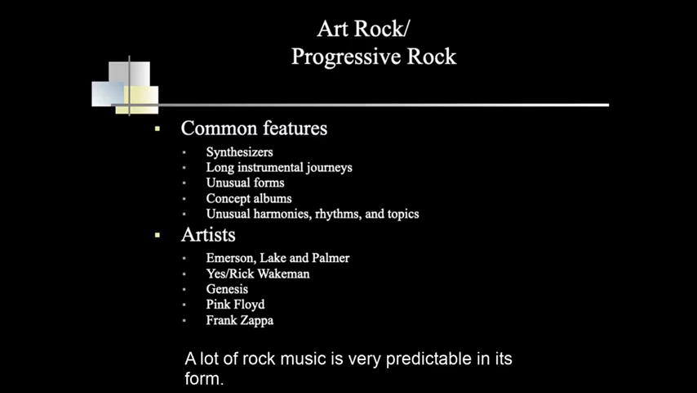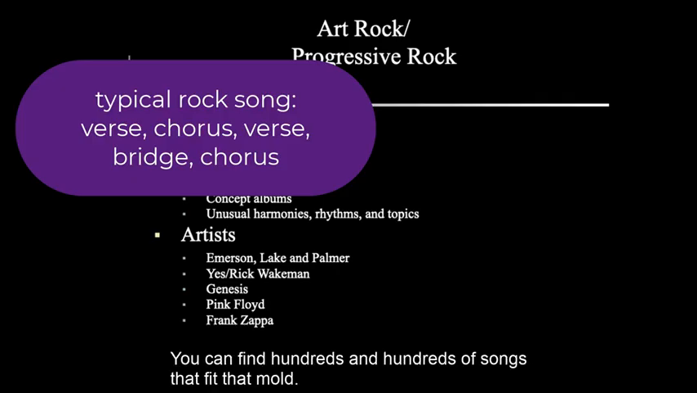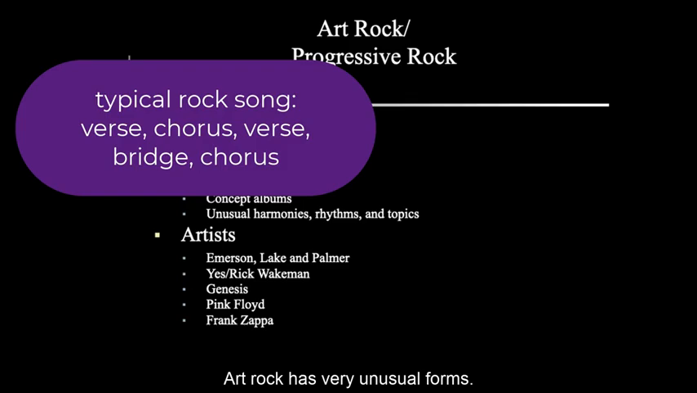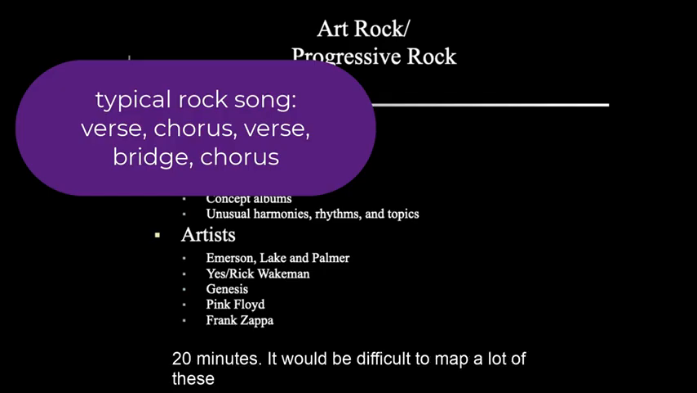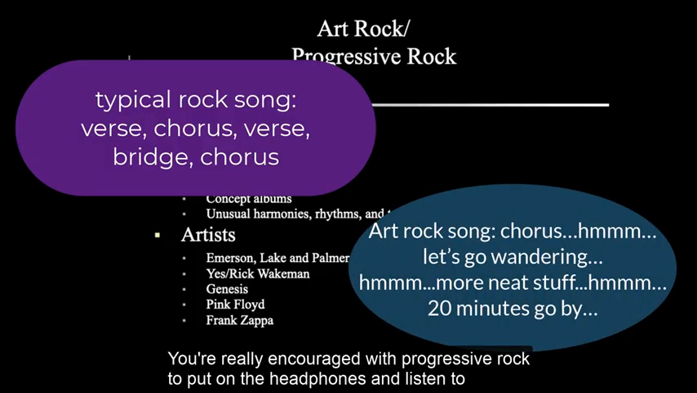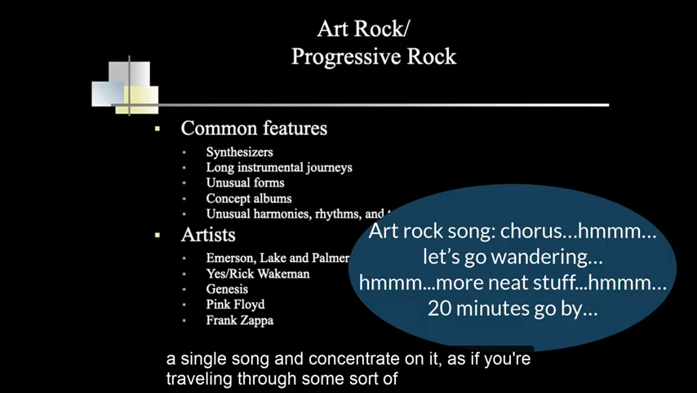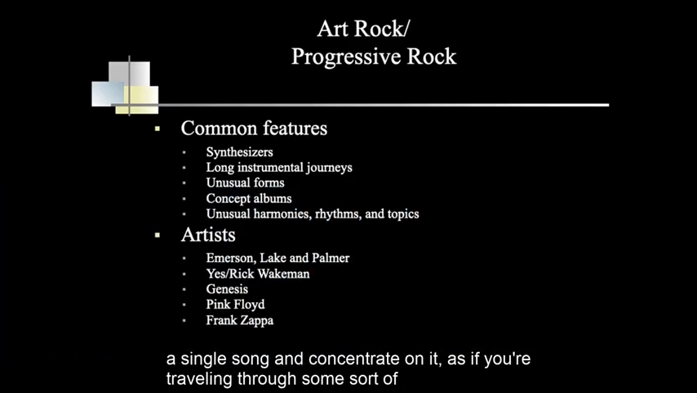A lot of rock music is very predictable in its form. A typical song might take the form of verse, chorus, bridge, verse, chorus. You can find hundreds and hundreds of songs that fit that mold. Art rock has very unusual forms, a form which unfolds over perhaps 20 minutes. It would be difficult to map a lot of these long forms. You're really encouraged with progressive rock to put on the headphones and listen to a single song and concentrate on it as if you're traveling through some sort of musical landscape.